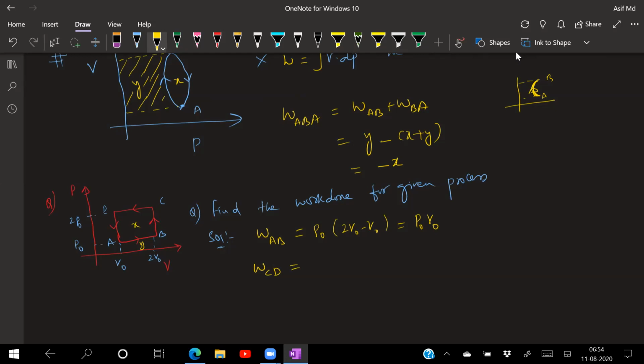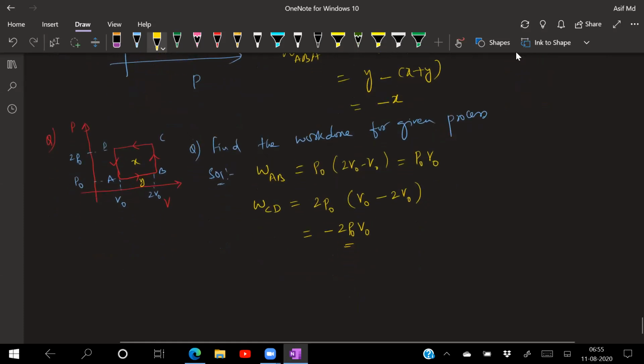Work done from C to D, sir, we'll get 2P naught into minus of, yes sir, we can take minus of. Negative, minus 2V naught, no? 2V naught. So this will become for me how much? Minus of 2P naught V naught. Yes, very good.